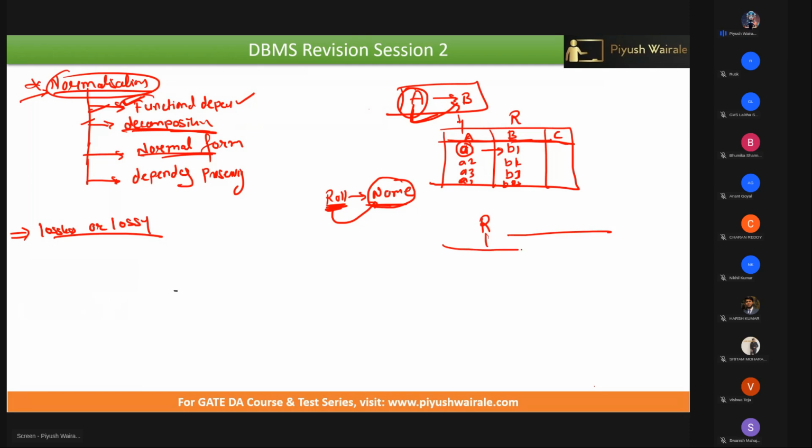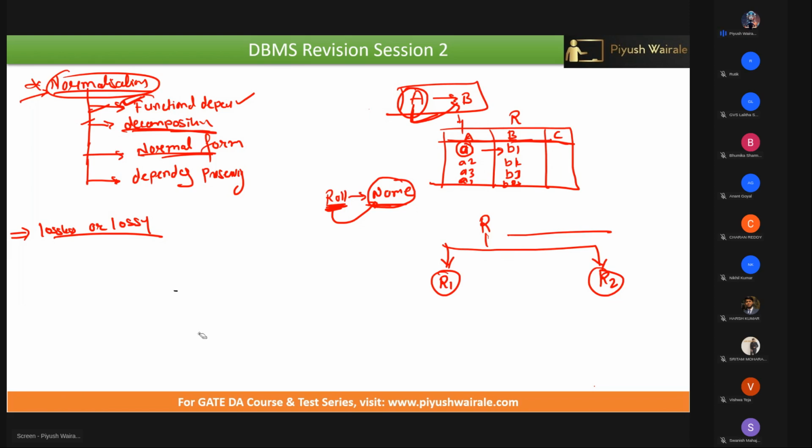Let's say for example I want to decompose this R into R1 and R2, like that. While designing a database, we never decompose this R into R1, R2, R3, R4 directly. No. First we decompose this into R1, R2. We'll see whether the requirement is satisfied or not. If not, then again we decompose R2 into R3, R4, like that. Okay. So that's how we decompose the tables, right?